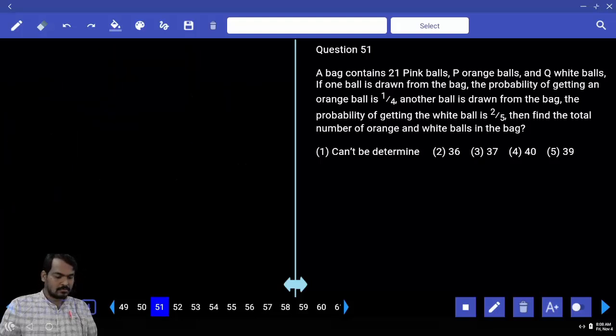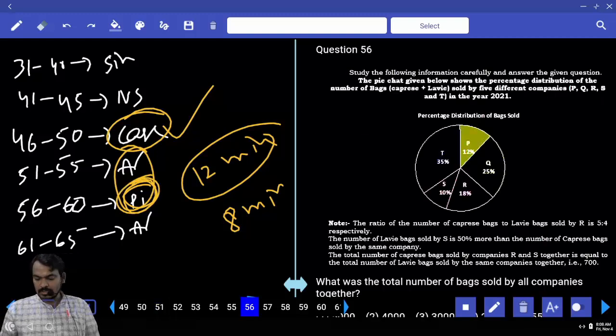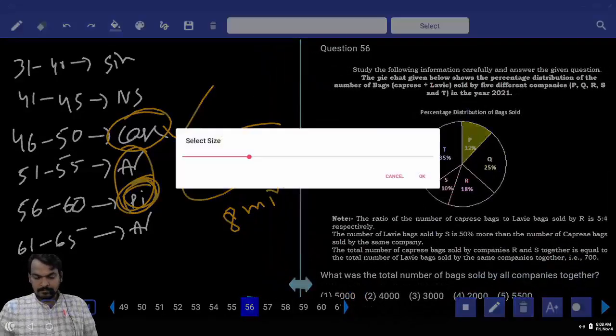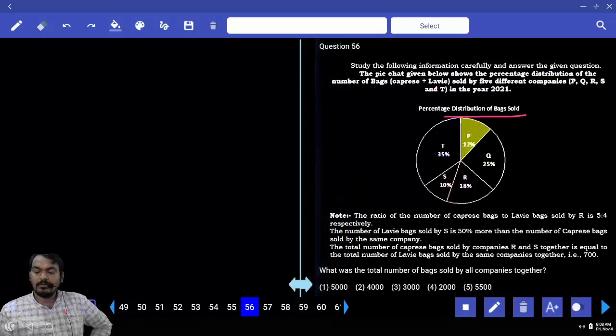Arithmetic questions. Before the arithmetic questions, pie chart, questions 56 to 60. The pie chart given below shows the percentage distribution of the number of bags, C plus L, sold by 5 different companies P, Q, R, S, T in the year 2021. One is category C, another one is category L, or not? Yes or no?